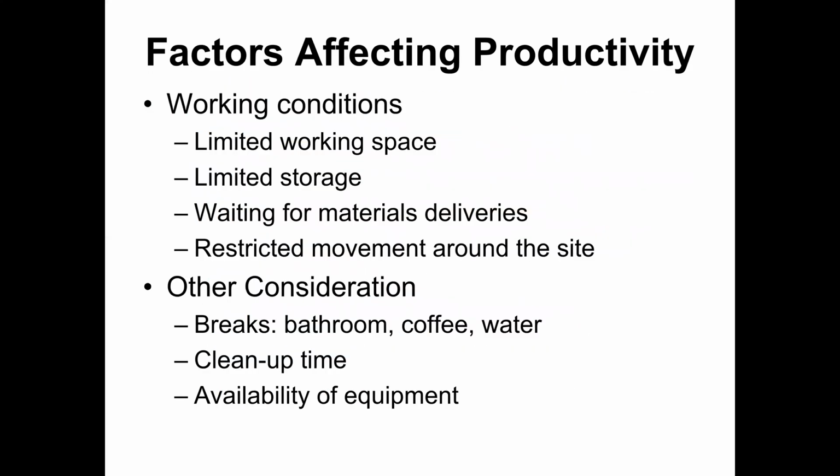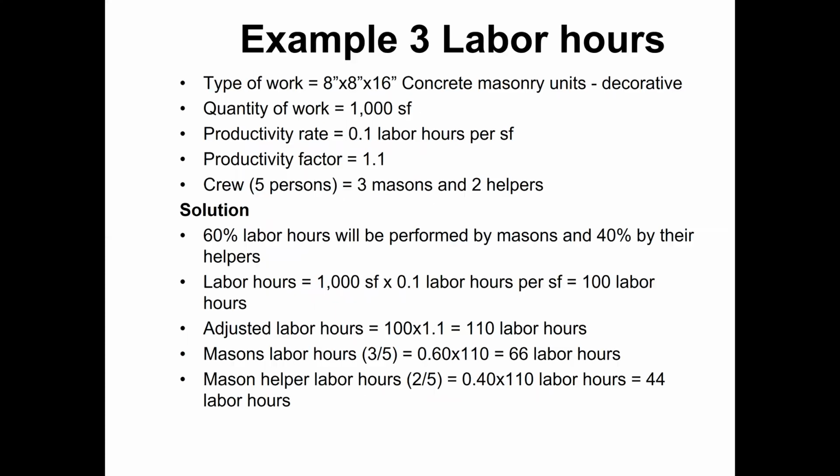With these things affecting productivity, the next numerical problem we are going to solve is how to adjust the labor hours. The type of work is 8 inch by 8 inch by 16 inch concrete blocks, or concrete masonry units, with a decorative face. Quantity of work is 1000 square feet. Productivity rate is given as 0.1 labor hour per square foot. Then productivity factor 1.1 is given, so it is more than 1. Conditions are worse, so labor hours will increase.